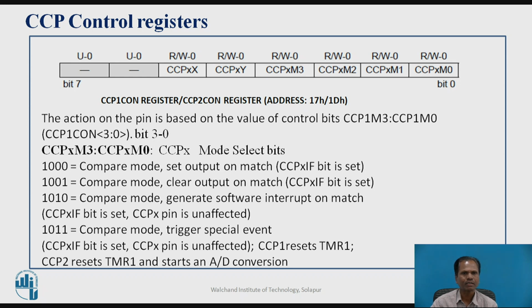For 1011, compare mode, trigger special event. This 1011 is used for special event trigger mode, which generates a special event trigger internal hardware signal. That signal is internally used to reset timer 1. In the case of CCP1, it resets only timer 1, and for the CCP2 module, the special event trigger signal resets timer 1 as well as starts analog to digital conversion automatically.